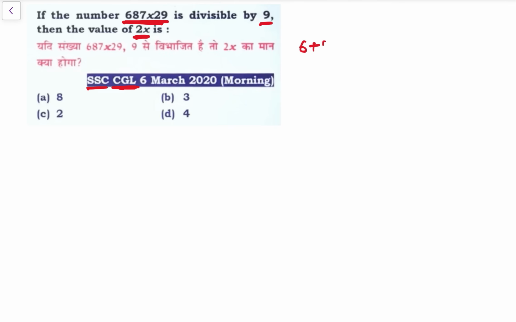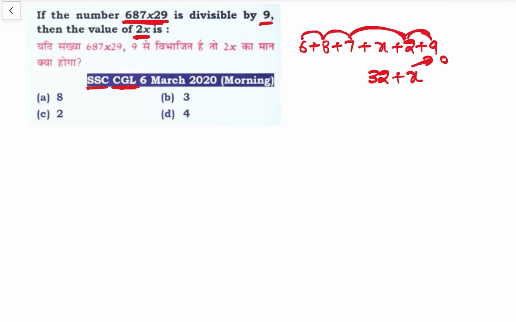See, that is 6 plus 8 plus 7 plus x plus 2 plus 9. 6 plus 8 is 14. 14 plus 7 is 21. 21 plus 2, 23. 23 plus 9 is 32. So 32 plus x. Now this should be a multiple of 9. So x cannot be 0 because 32 is not a multiple. 1 cannot be, it would be 33. 2 cannot be, that is 34. 3 cannot be because it would be 35. 4, it would be 36, a sum of digits which is a multiple of 9.